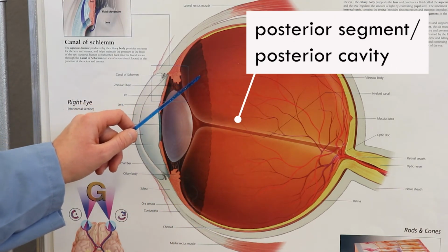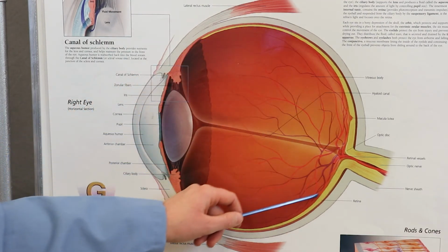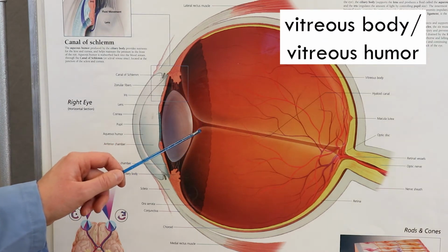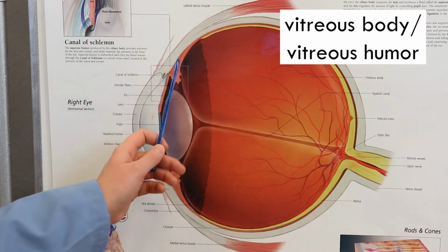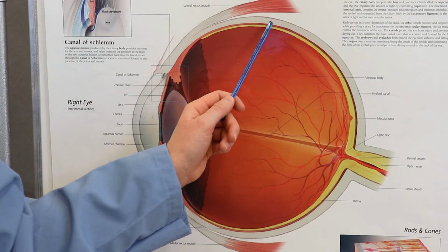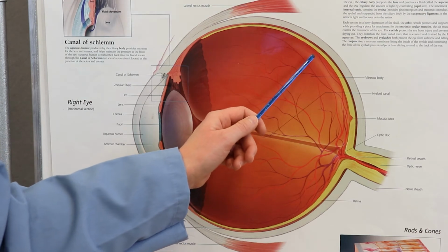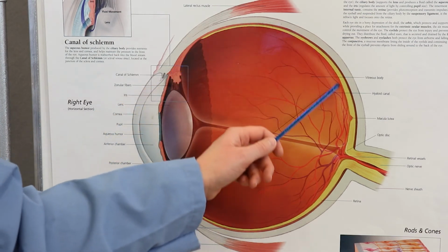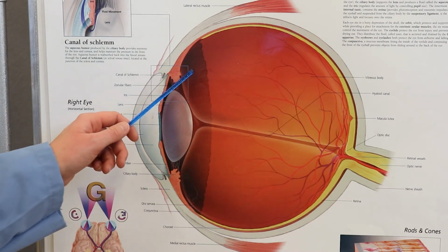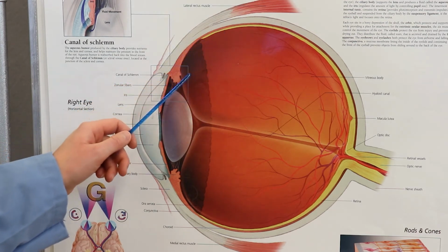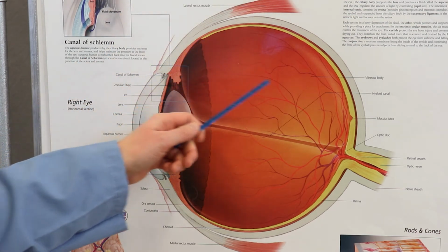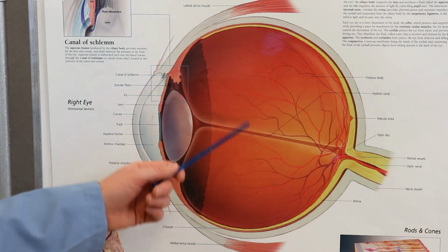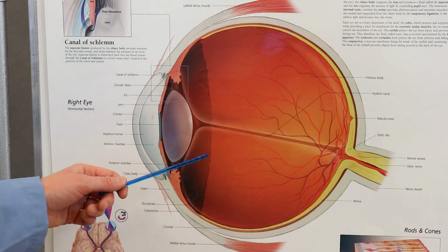And then I will also point out that this whole posterior part is called the posterior segment or the posterior cavity, and it's filled with a gel-like substance called the vitreous humor or the vitreous body. And that vitreous body is going to help keep the retina pushed up against the choroid so that the retina can be nourished by the choroid. And if that vitreous humor starts to degrade as we age, starts to get smaller, then that can cause the retina to come away from the choroid and cause retinal detachment, which can cause permanent damage to the retina.